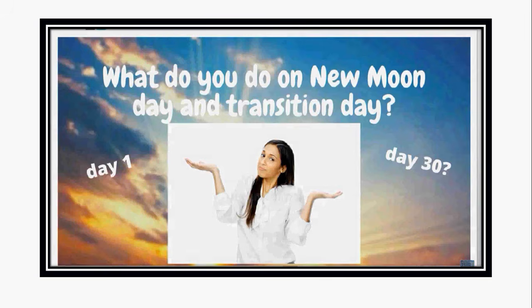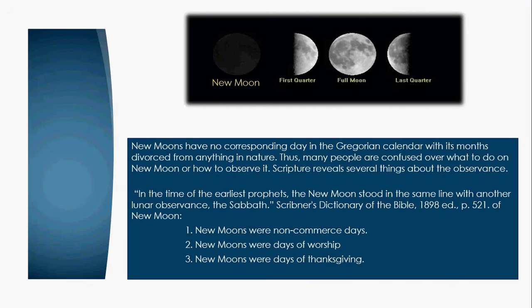So what do you do on new moon day and transition day? You have a day 30 and then a day 1. New moons have no corresponding day in the Gregorian calendar, with its months divorced from anything in nature. Thus, many people are confused over what to do on the new moon or how to observe it. Scripture reveals several things about the observance. Quote, in the time of the earliest prophets, the new moon stood in the same line with another lunar observance, the Sabbath. That from Scribner's Dictionary of the Bible.